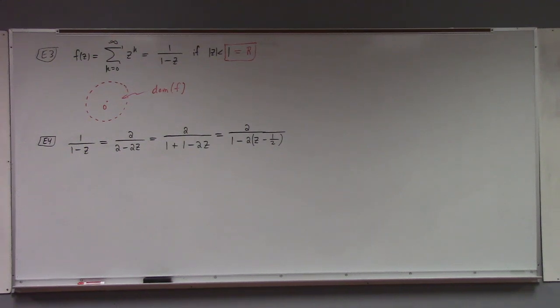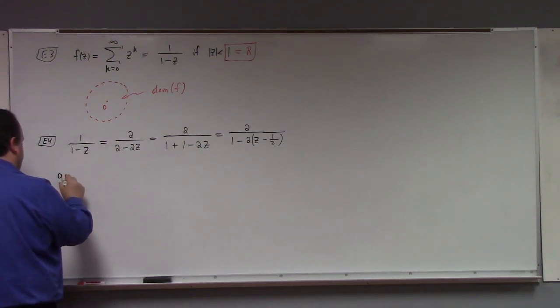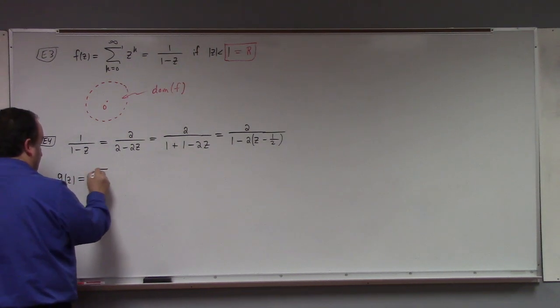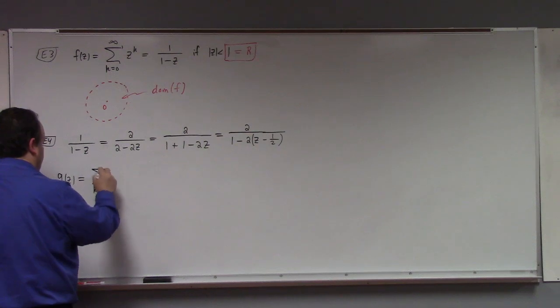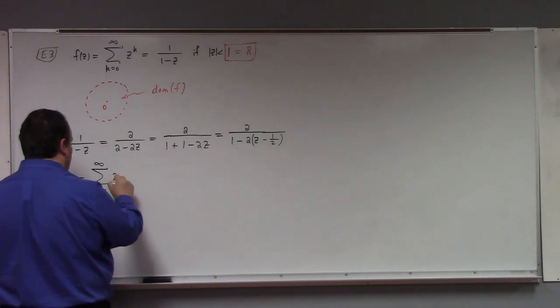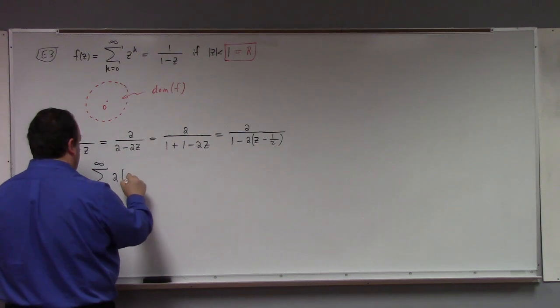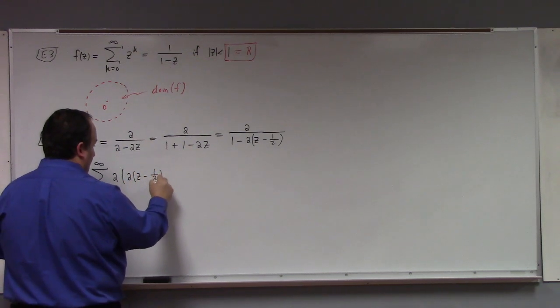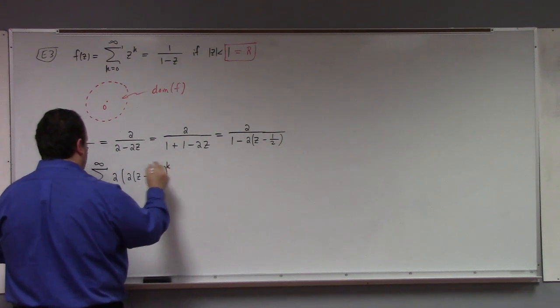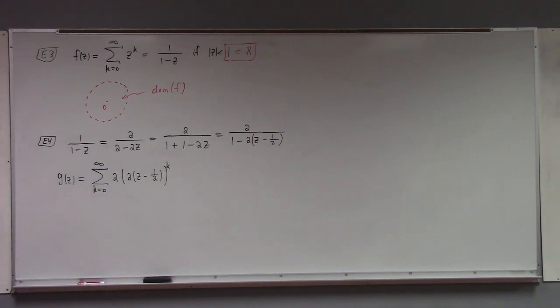All right. Now I'm going to let g(z) equal the sum, k equals 0 to infinity of 2 times (2 times (z minus 1/2))^k. And then I'm going to ask you a question. Is this a power series? No, incorrect. It's almost a power series.